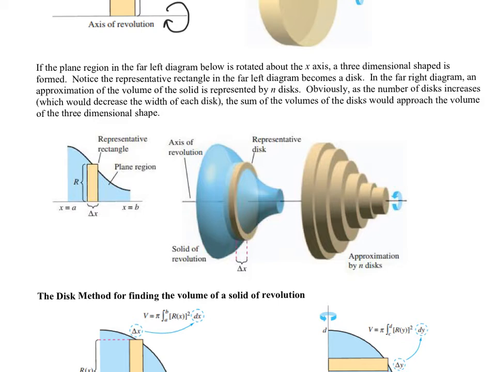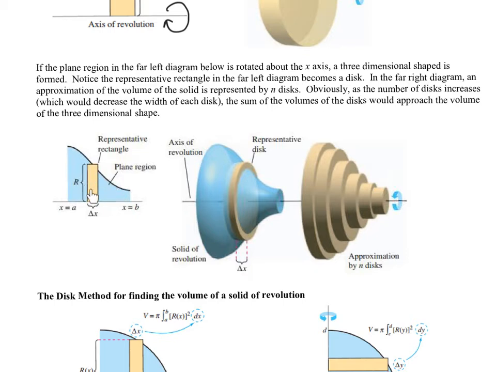Remember how we defined integrals. Here's one representative rectangle whose width would be delta x and whose height would be whatever this function value is. Now if we were to fill up this entire region with rectangles whose widths are delta x and whose heights are R, which would be this function value, and then increase the number of those rectangles into infinity, then the sum of the areas of those rectangles would start to approximate the area of this region.